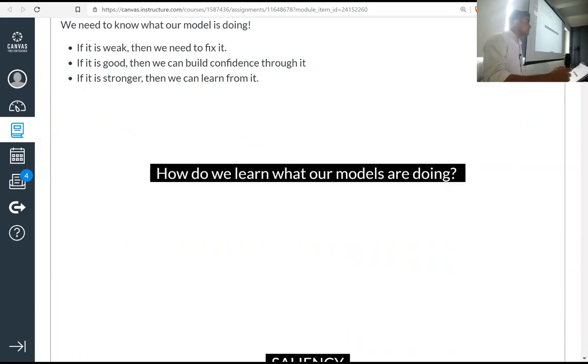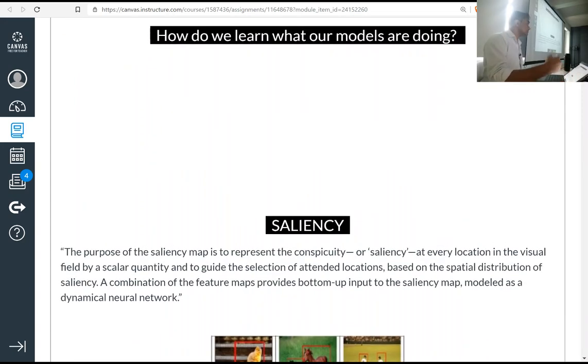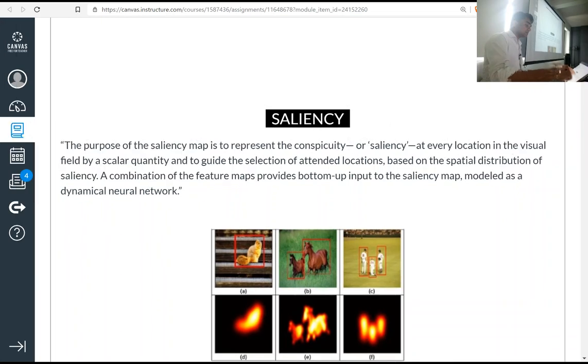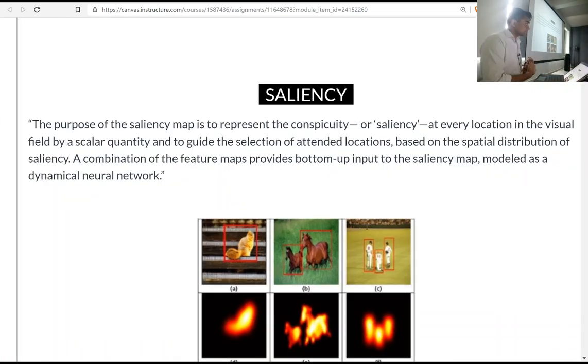Now, how do we know what our model is doing? How do we learn what our model is actually trying to do? The first thing which came out in this particular field is called saliency. Now, just read that. The purpose of a saliency map is to represent the conspicuity or the saliency at every location in the visual field by a scalar quantity to guide the selection of attended locations based on the spatial distribution of the saliency. A combination of the feature maps provides bottom-up input to the saliency map, modeled as a dynamic neural network. Very, very clear? Or is there GRE coming in front of you?